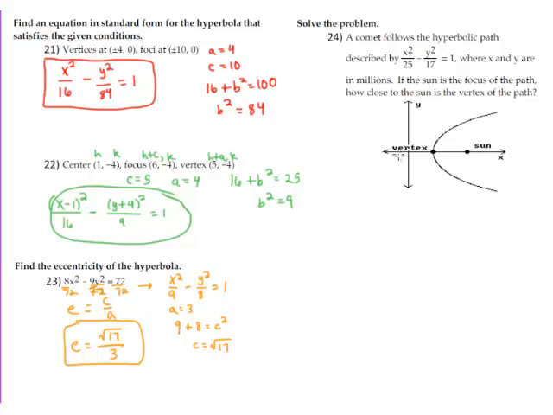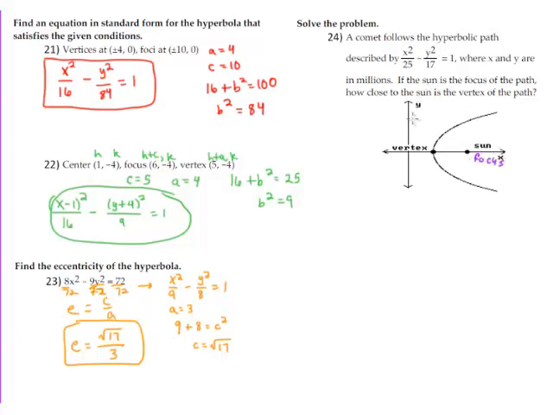A comet follows the hyperbolic path described by this equation, where x and y are in millions. If the sun, millions of something, who knows? If the sun is the focus of the path, how close to the sun is the vertex of the path? So the sun is right here, and they said that's our focus.